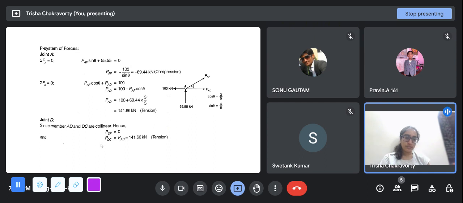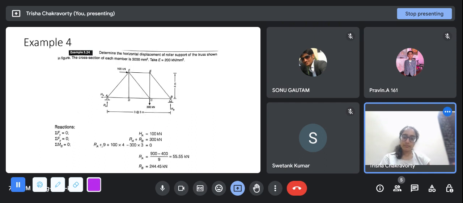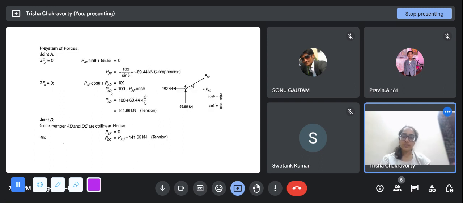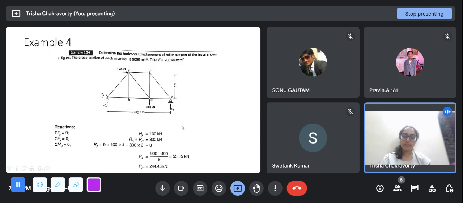Now we have to solve the P system of forces. We have the existing loading conditions. We have two loads now, and the way we have learned the method of joints, we have to go systematically from one joint to the other. We start with joint A. At joint A, what are the forces? We have 100 kilonewton, we have 55.55 kilonewton here, and two members meet here, AF and AD.